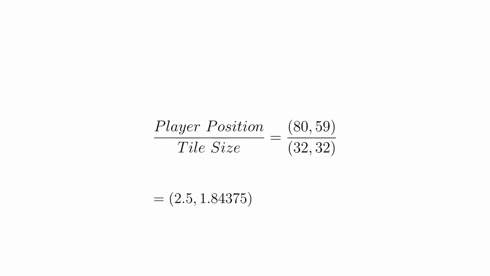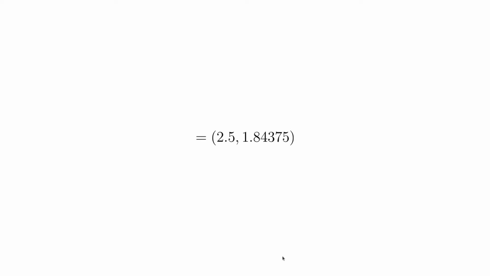To do this is very simple. We just have to divide the player's position by the tile size, which in this case is 32 by 32. Doing all calculations, we would get this result here, which isn't exactly what we wanted. But wait a minute.